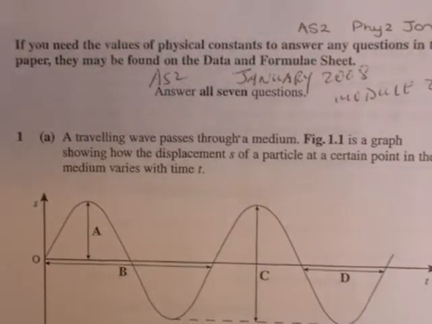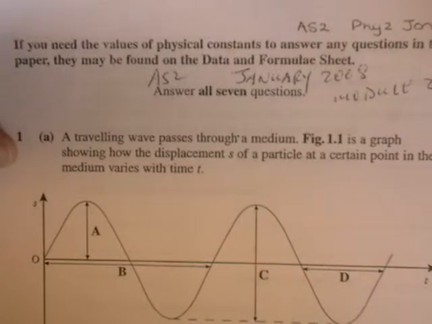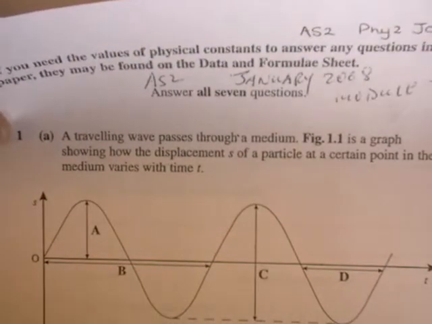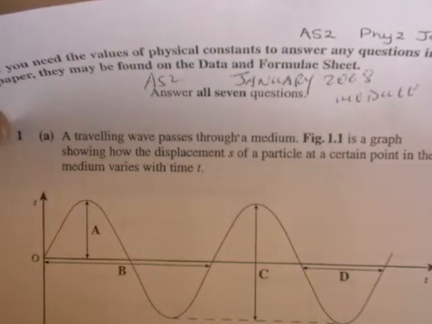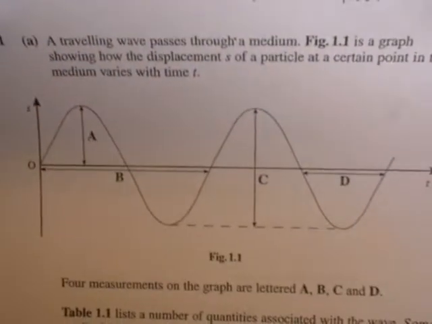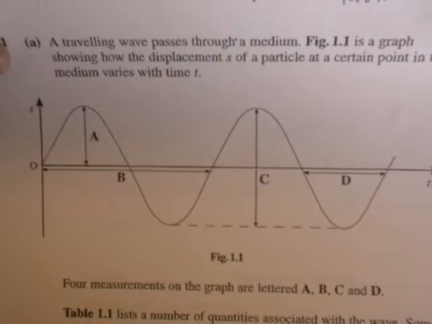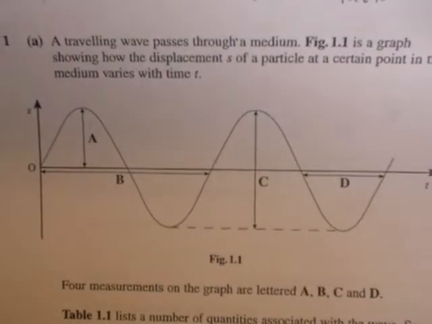This is January 2008 AS2, question 1. A travelling wave passes through a medium. Figure 1.1 is a graph showing how the displacement of a particle at a certain point in the medium varies with time t. Four measurements in the graph are lettered A, B, C and D.